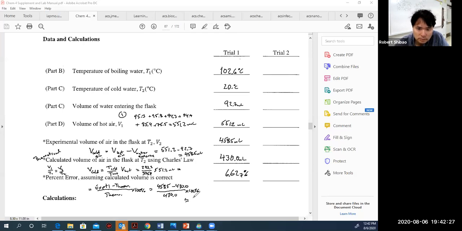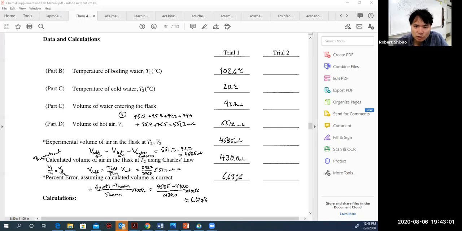Actually, let's write it here. 6.627%. And then up here, I'm going to write 6.63% error. So we're off by 6%, 7%, you know, from what we should have been according to Charles' law. The volume should have been even smaller.